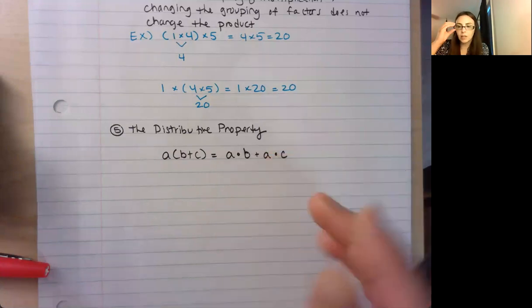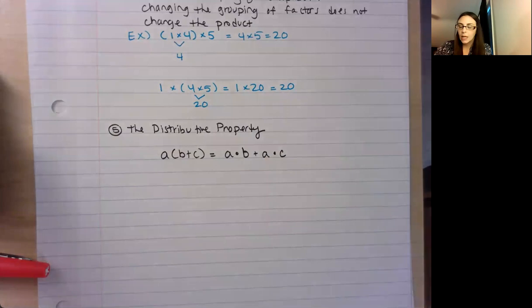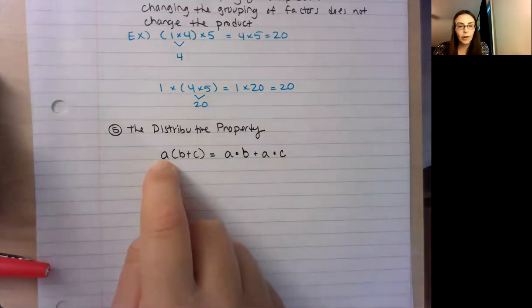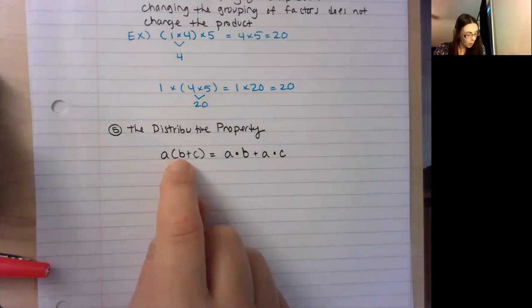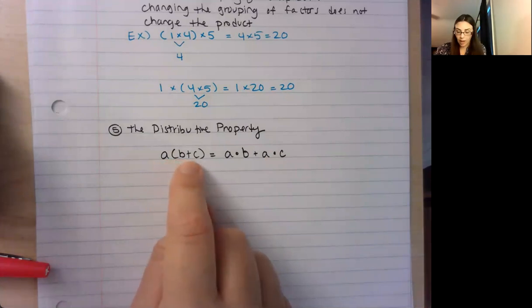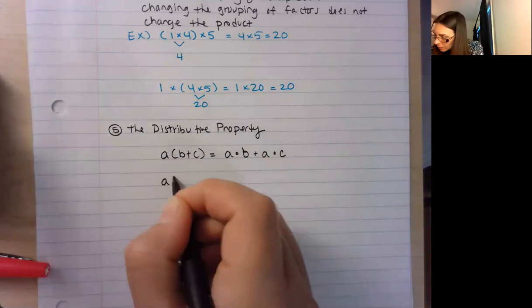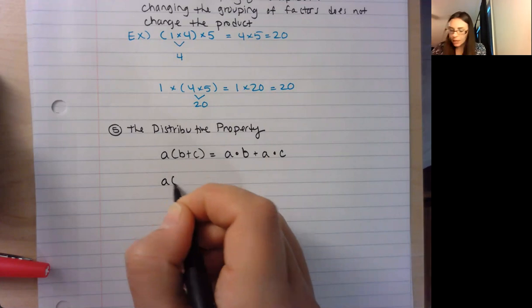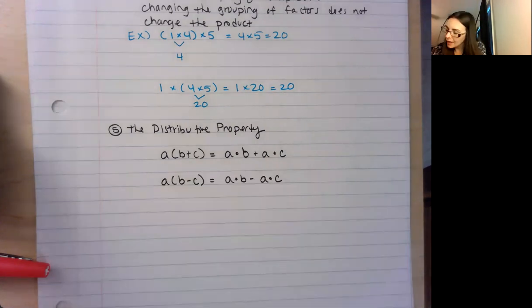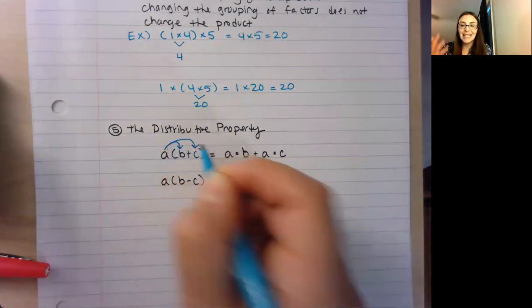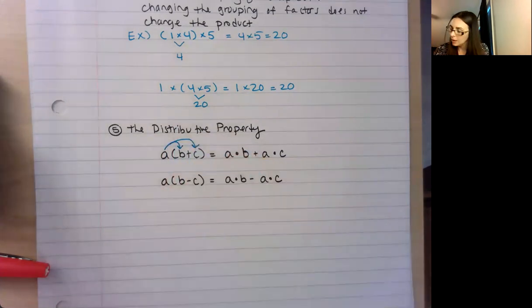So I'm just using letters here to represent any number that could be. So basically, if you have a number being multiplied on the outside of parentheses with addition or with subtraction on the inside as well, then what it says is you can take that outside number and multiply it to both numbers inside the parentheses.